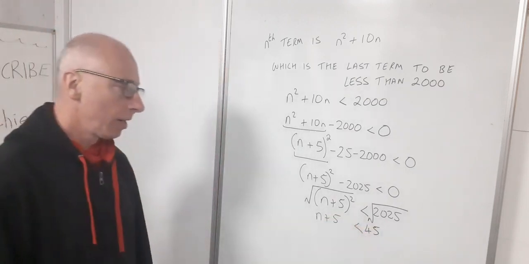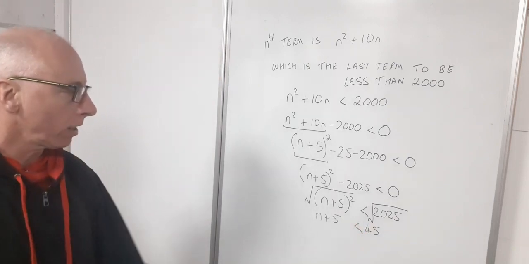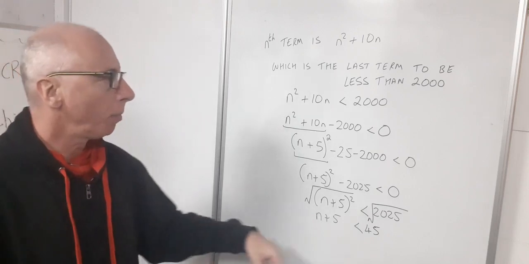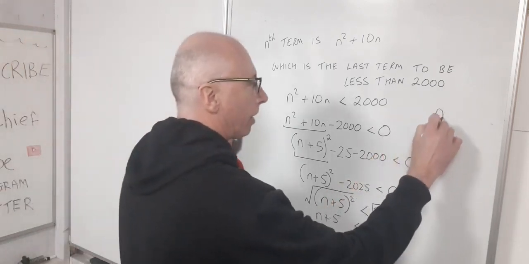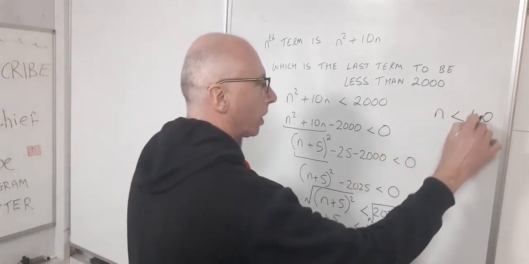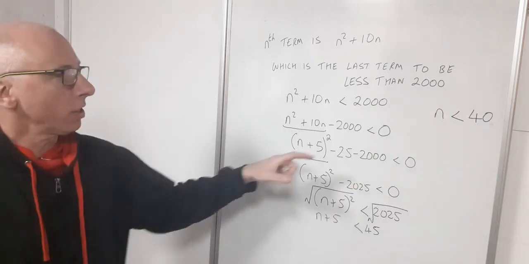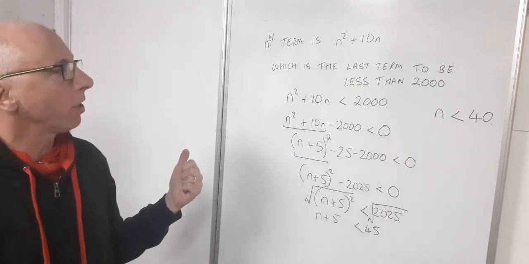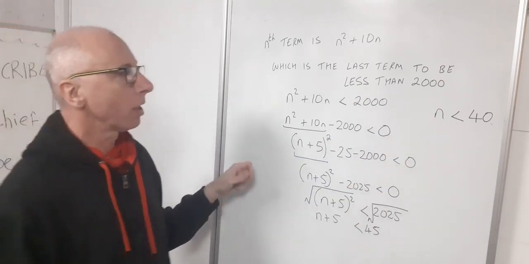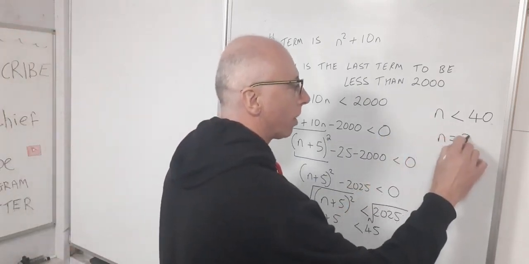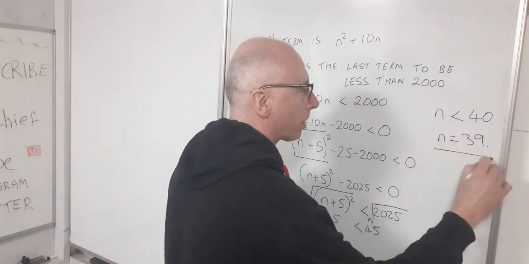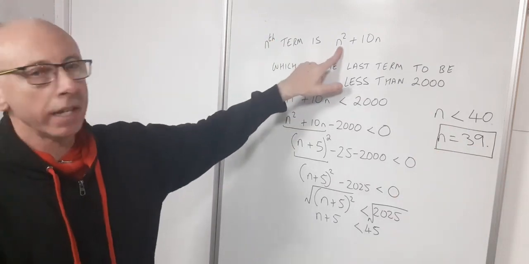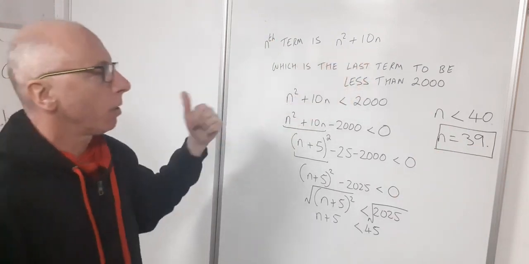So now I can see what my n can be. If I subtract 5 from both sides, I'll be left with n is less than 40. Now it's an inequality which doesn't allow 40. So therefore my last term before 2000 will be n equals 39. So that's the term I need. It's my 39th term. So let's plug that into this and see what we get.